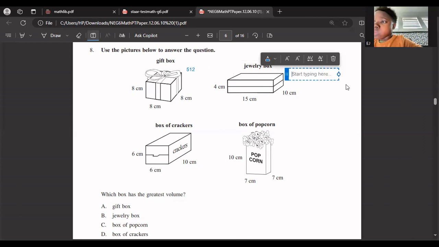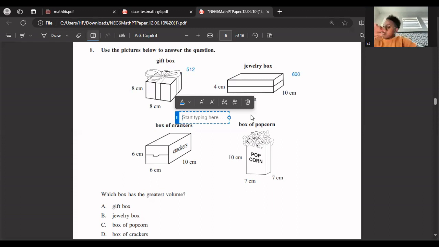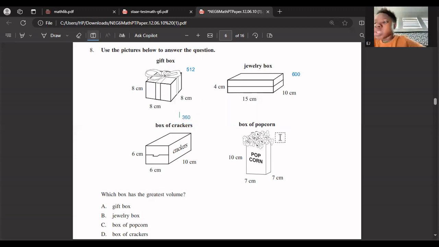Calculate the volume of the jewelry box. 4 centimeters times 10 centimeters is 40. Good. And 40 times 15 is 600. 600. Good. Let's go over to the box of crackers. What is the volume of the box of crackers? 6 times 6 equals 36. And 10 times 36, 360. Great. And finally, the box of popcorn.